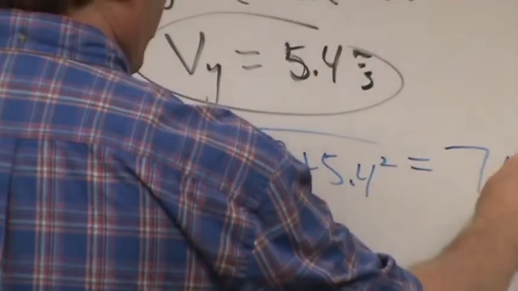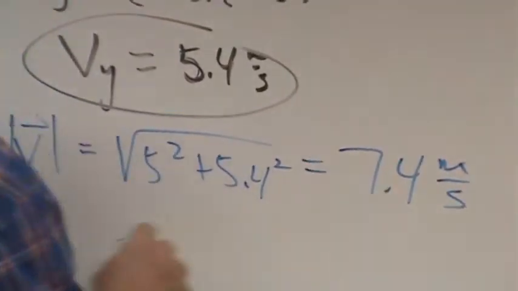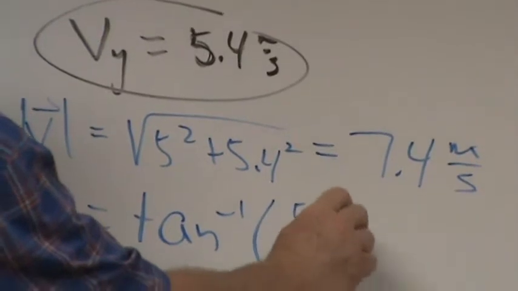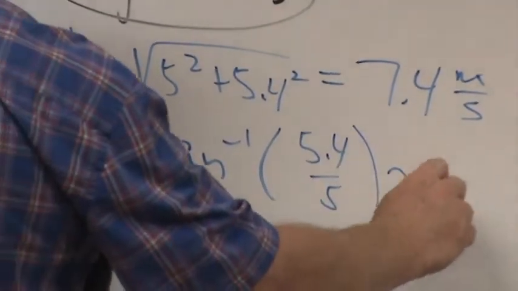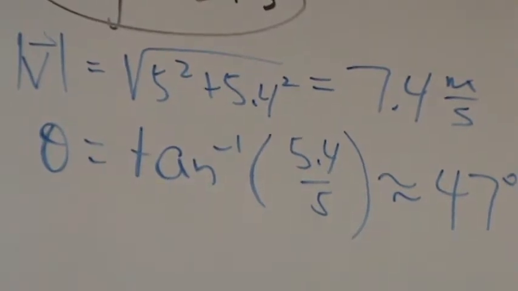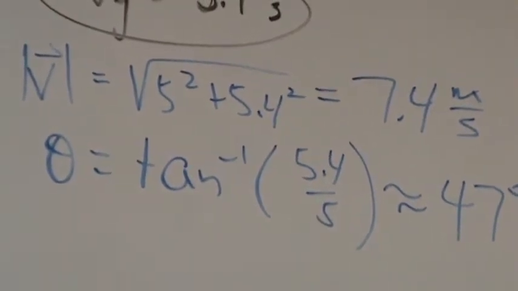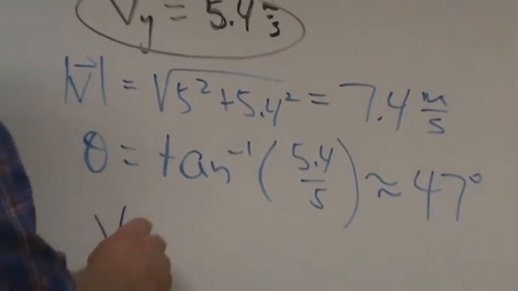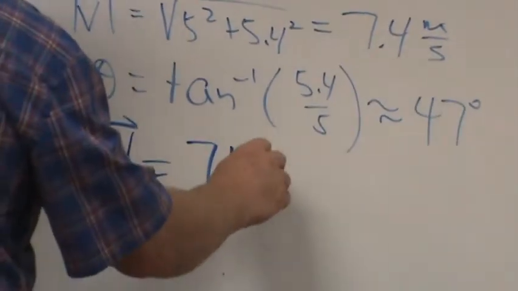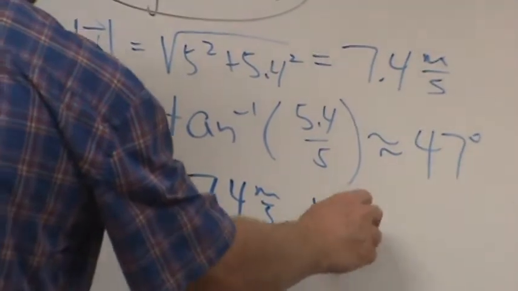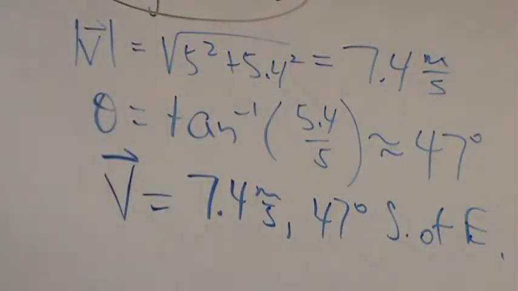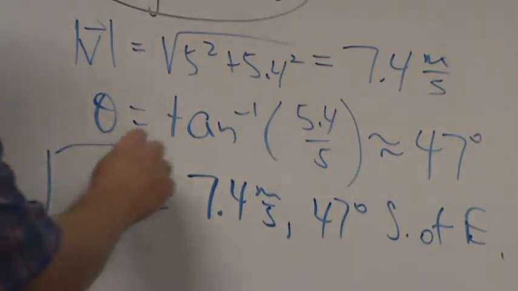It is about 7.4 meters per second. Now the angle will be the inverse tangent of 5.4 over 5, which ends up being about 47 degrees. Just trust me on that. And so we get our final velocity. Our final velocity is going to be 7.4 meters per second, 47 degrees south of east. And that's the answer.